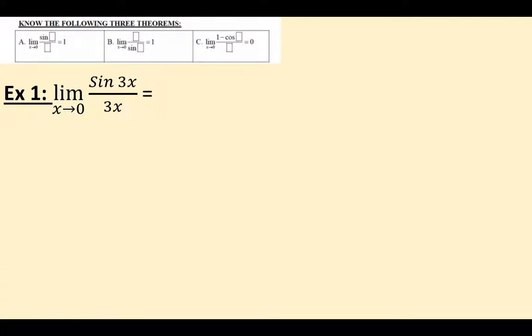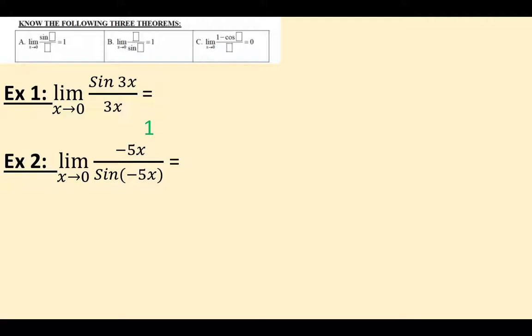All right, let's take a look. Take a look at example 1 here. It says sine of 3x all over 3x. What is the limit as x is approaching 0? Looking at part a, our blank is 3x and 3x. Because these two are the same, we can use this rule, and the limit is equal to 1.